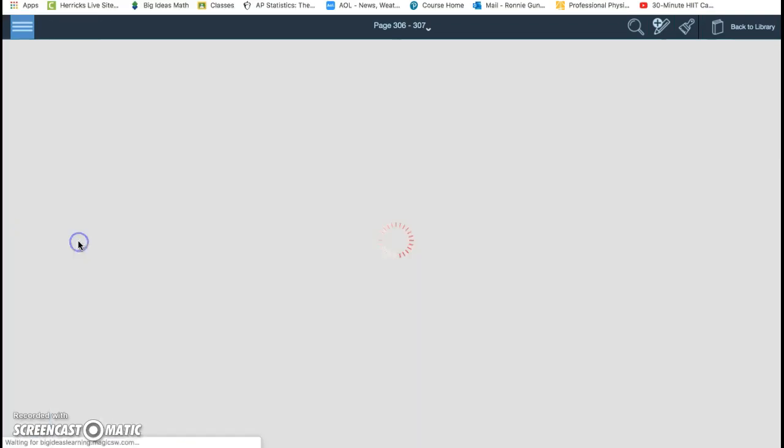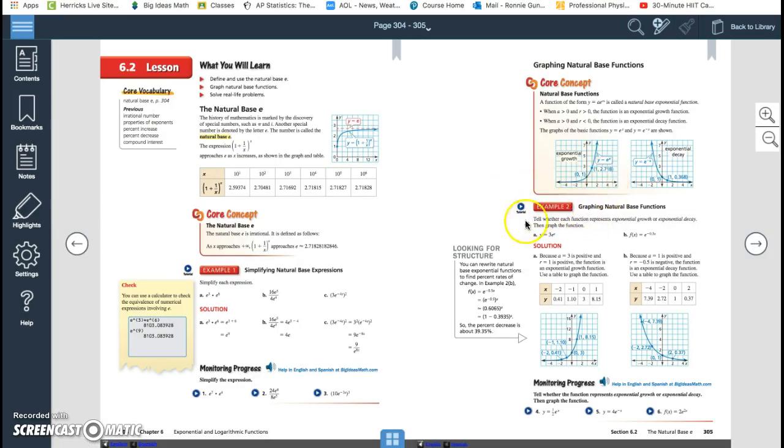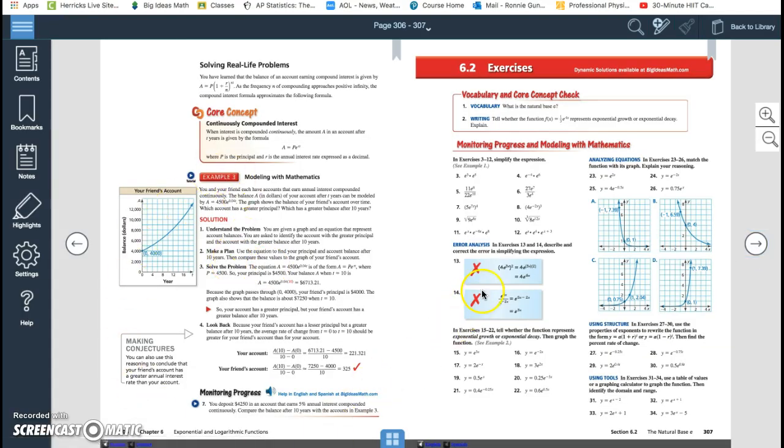So mainly you're going to focus on this section and this section, and then I'm going to assign problems from here that you can do online. All right, and again, I'll put down a due date, but take your time. Don't worry about getting it right. Just try to do the problems.